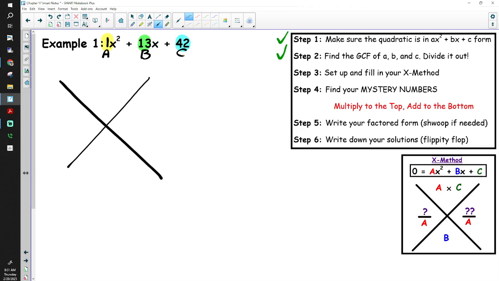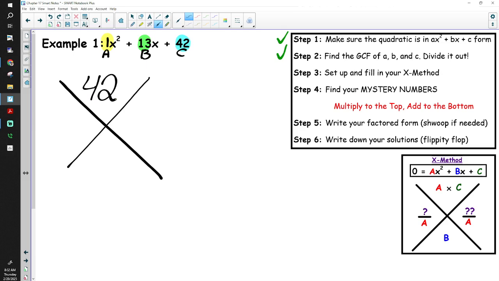At the tippity top of our X method, what do we have to do? Look at your little formula. I'm going to multiply A times C. What is the A value? What is the C value? Multiply. 1 times 42 is 42. Put it at the top.